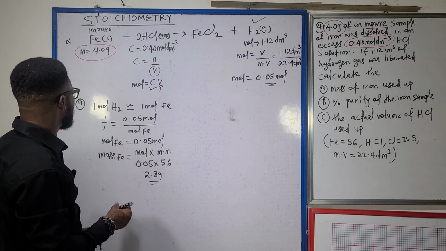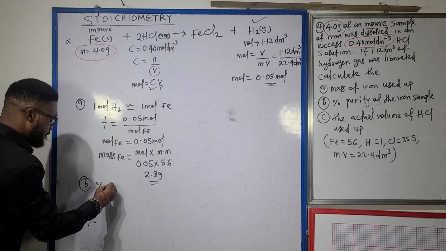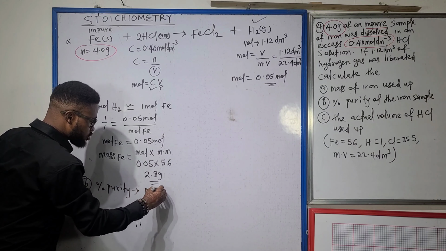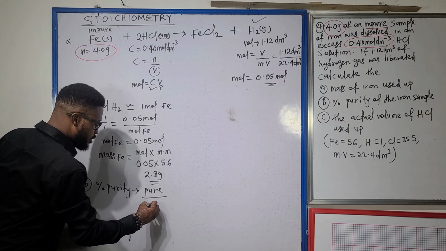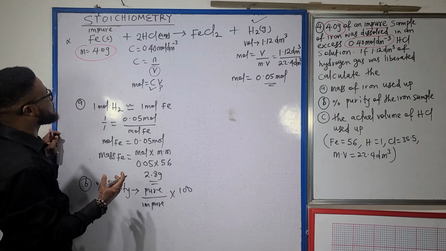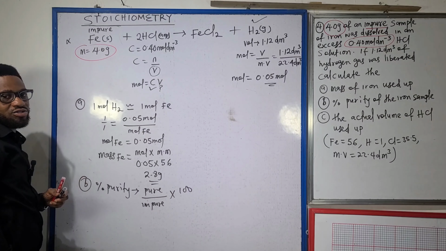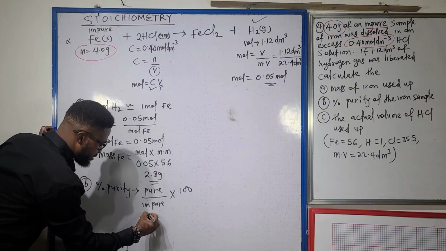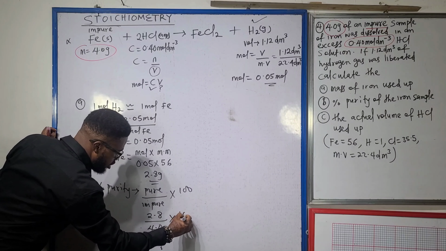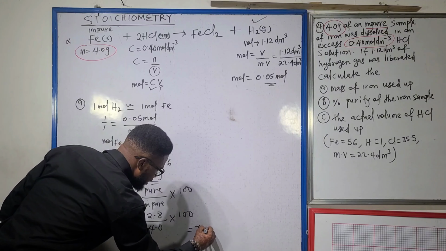Now, B says I should calculate the percentage purity. Percentage purity is the percentage of the pure substance. So percentage purity is the pure substance divided by the impure substance times 100. In this case, the pure substance is the actual substance that took part in the chemical reaction, and that is 2.8. So 2.8 divided by the impure substance, which is 4, times 100. That is going to give us 70%.